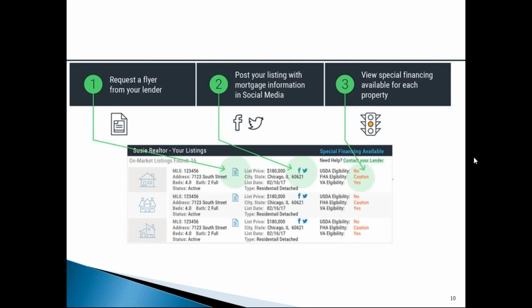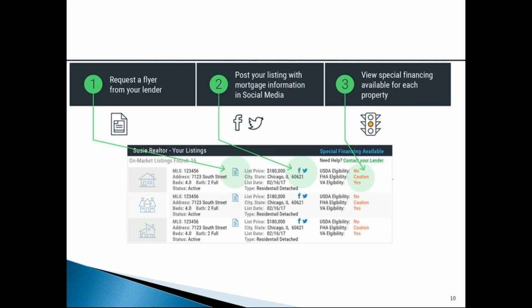They can request a flyer, and this is just a graphic representation, but it shows you the functionality. They can request a flyer from their loan officer. They can post their own listings on social media. No big deal. Obviously, everybody does that nowadays, but the difference with the RatePlug feature is it will include that mortgage information. So the home buyers will see the affordability of that home when they post that on Facebook or Twitter.